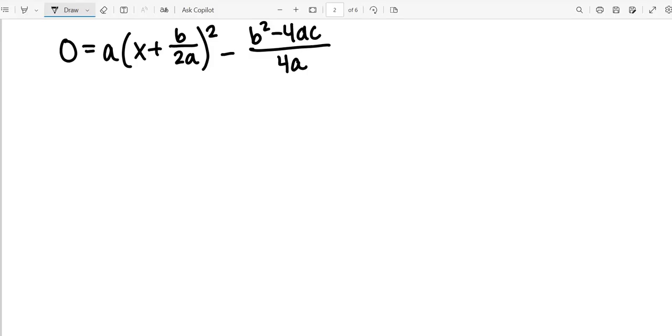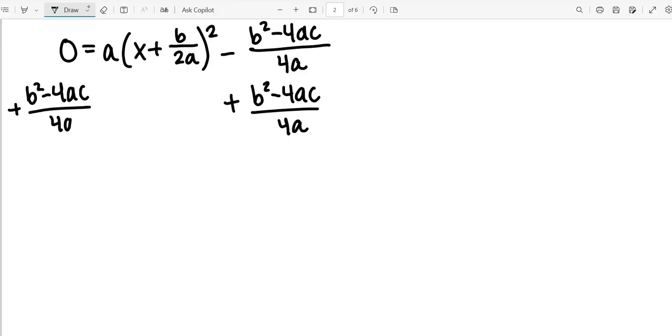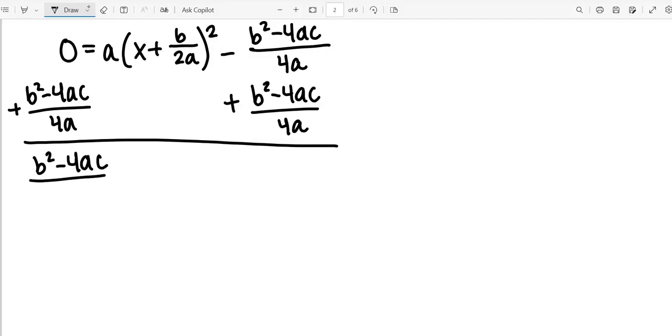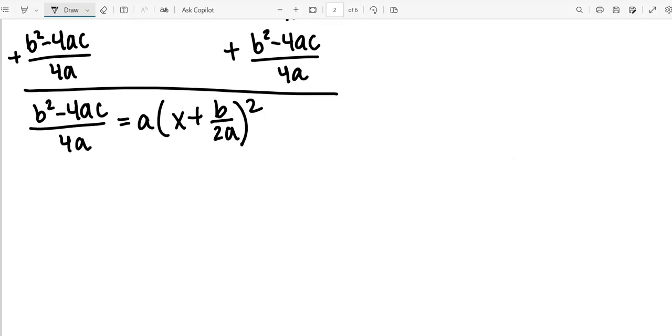Not yet. I gotta get what's being squared by itself before I square root. Add my fraction over. So add b squared minus 4ac over 4a to both sides. So that's going to give me b squared minus 4ac over 4a is equal to a times x plus b over 2a, and that's all squared. Now what?